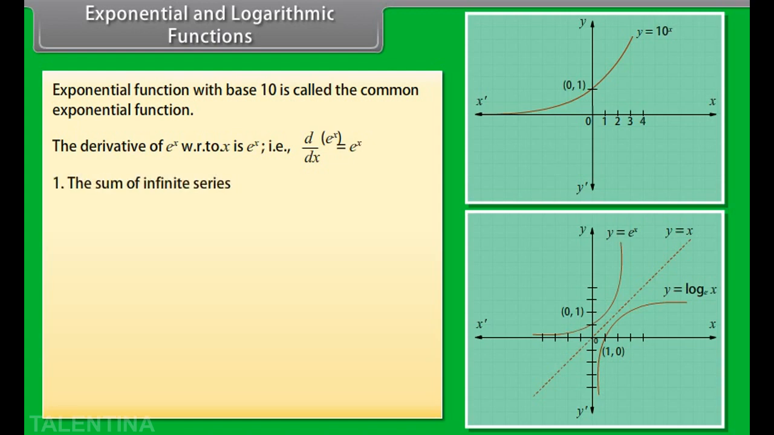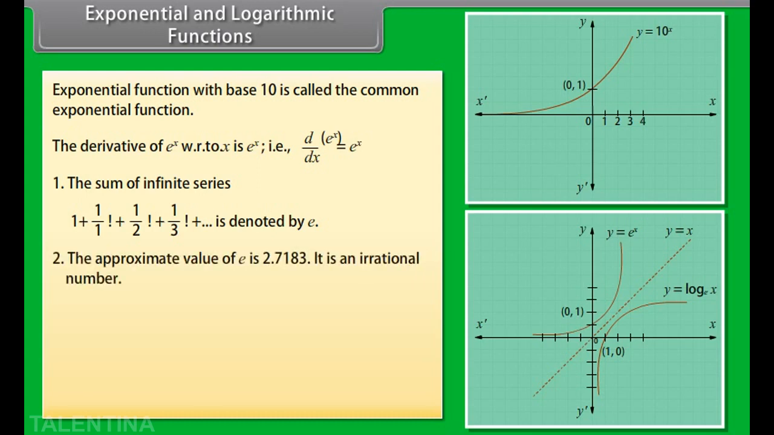1. The sum of the infinite series 1 plus 1 by 1 factorial plus 1 by 2 factorial plus 1 by 3 factorial and so on is denoted by e. 2. The approximate value of e is 2.7183. It is an irrational number.